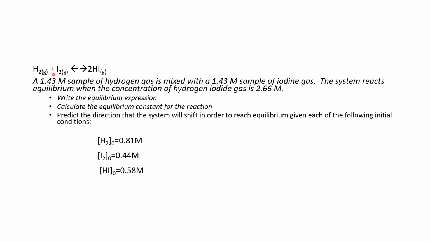Now you're going to have to make an ICE chart with this. You've got initial concentrations of hydrogen and iodine. You don't have any hydrogen iodide initially, but it tells you how much you have at equilibrium. So you're going to be able to figure out how much you produced. You can figure out how much hydrogen and iodine reacted, and then you can figure out how much you have at equilibrium. Write that ICE chart, though. It's a way to help you organize your information in your head.